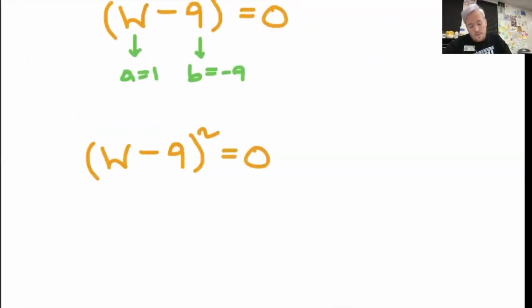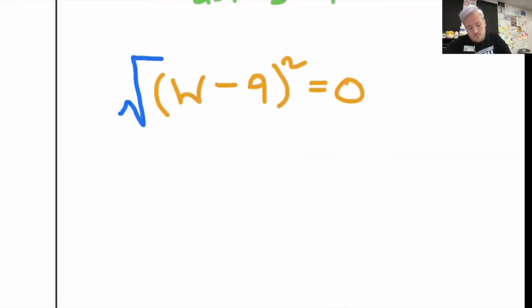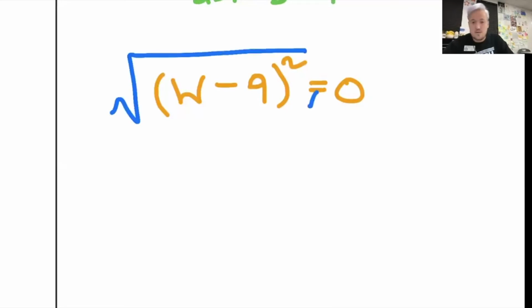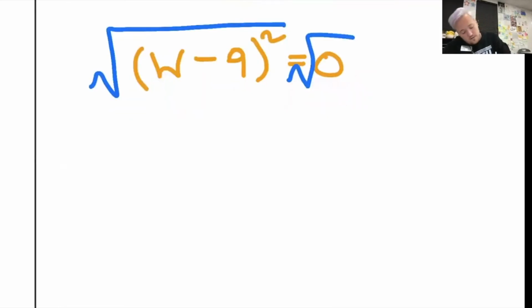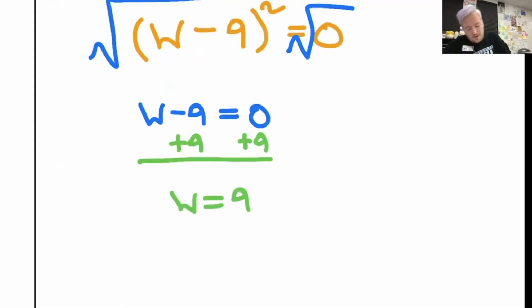All right, so I want to get rid of that square. Now the opposite of a square root, nope, not square root. The opposite of the squared is what I want to get rid of. So I'm going to take the square root of both sides so I can get rid of it. So I'm going to have w minus 9 equals the square root of 0, which is literally just 0. All right. So in this case, when you solve it for w, if I add 9 on both sides, that means we're going to have a solution value of +9.